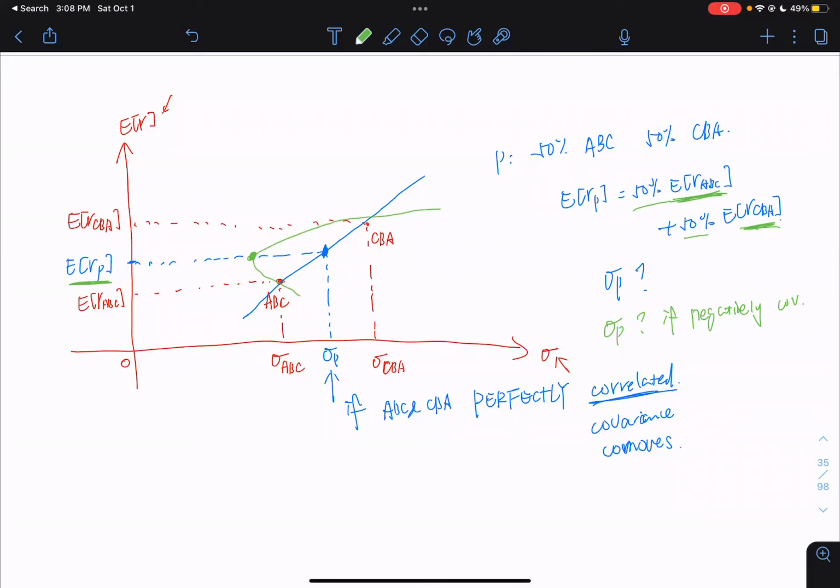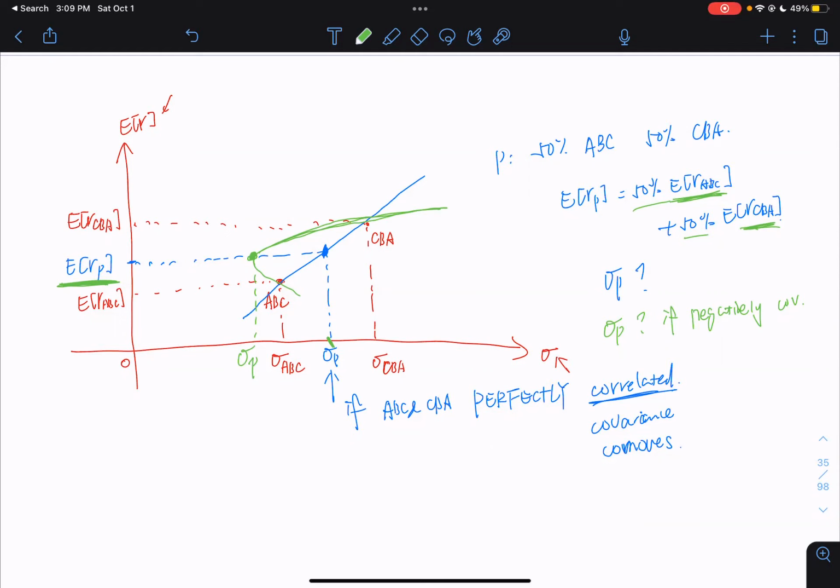So I will explain more about what a curve is in the future. But just to think about this specific portfolio P, your standard deviation P will be much more to the left on the chart than this blue sigma P. The only difference between blue sigma P and the green sigma P is the covariance between ABC and CBA. In blue sigma P, it's positive covariance, even perfectly correlated.